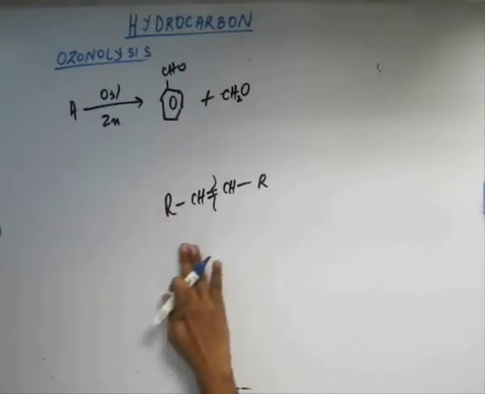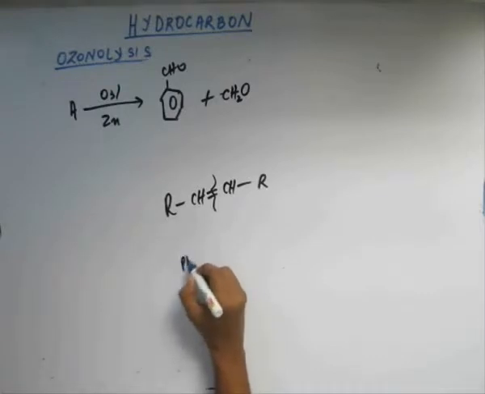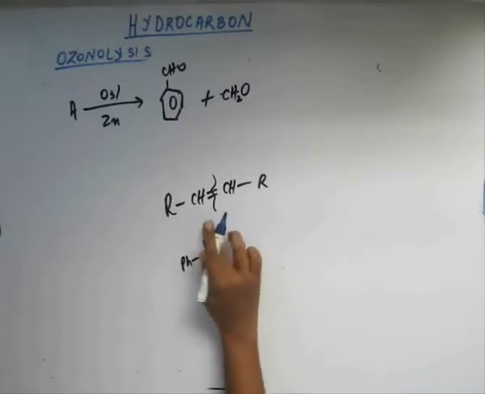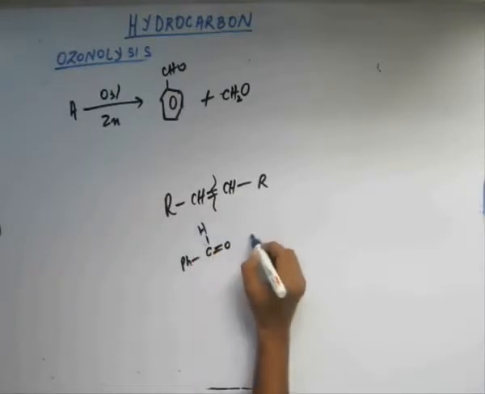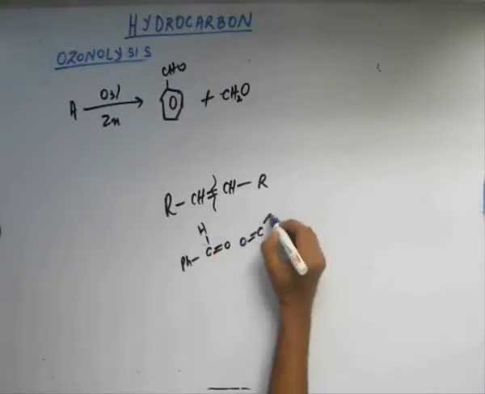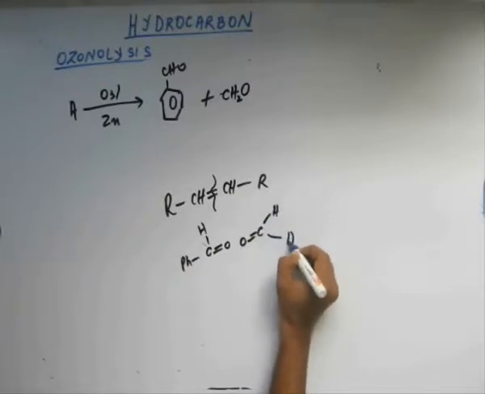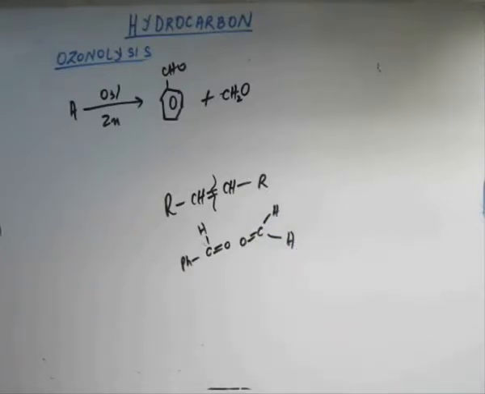Now here you have been given benzaldehyde. So let me draw benzaldehyde and you have been given methanol. So let me draw methanol. So these are the products, ozonolysis product. Now you have to trace back the reactant.